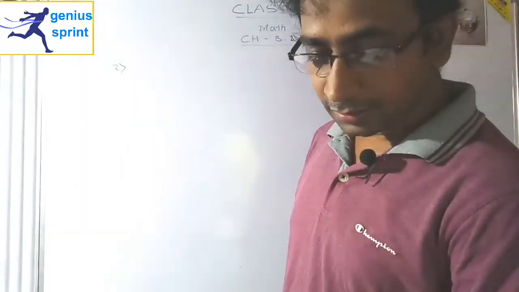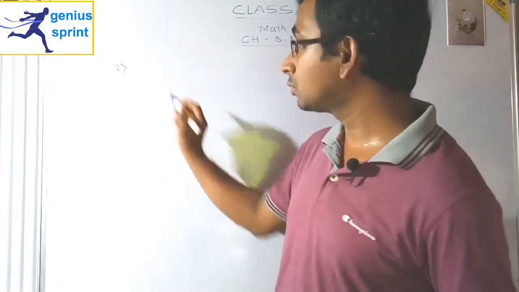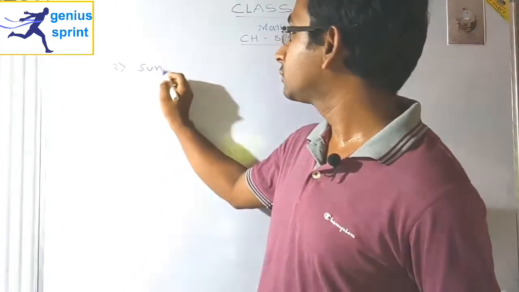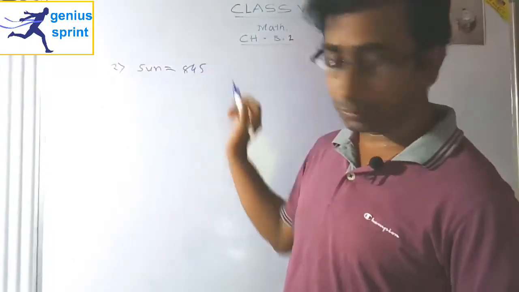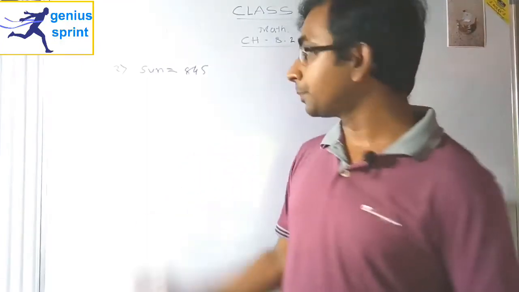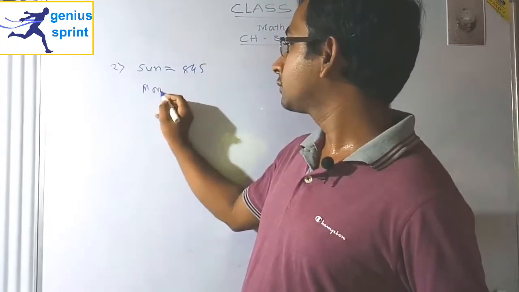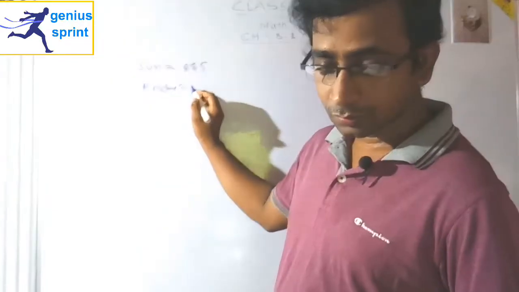On Sunday, 845 people went to the zoo. So Sunday, how many people went to the zoo? 845 people. Okay, yes. On Monday, it was 169 people. So on Monday, it was how much?